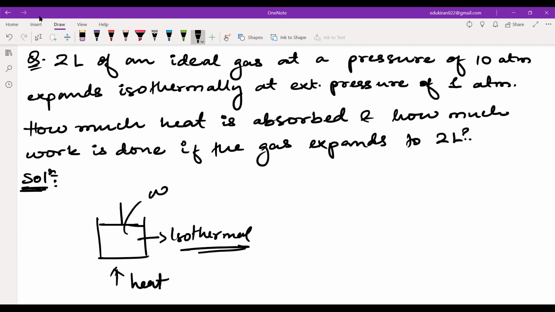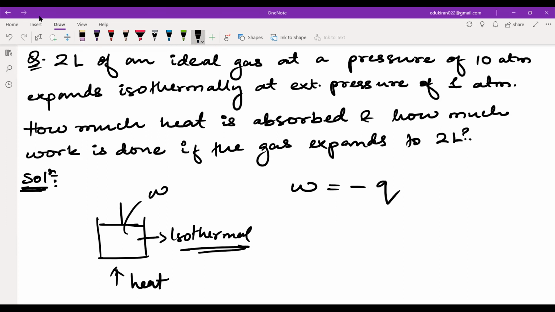The first thing is that whatever work is done, it is equal to the minus of Q. So this means that the magnitude of work done is equal to the magnitude of heat given. But since work is done by the system, we are taking it as a minus sign. So work is equal to Q, but there is a negative sign.